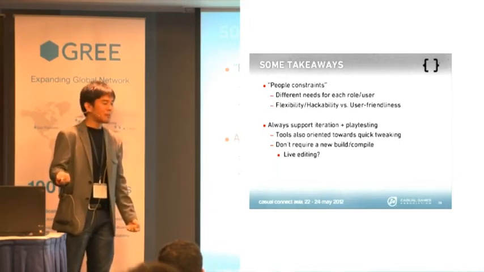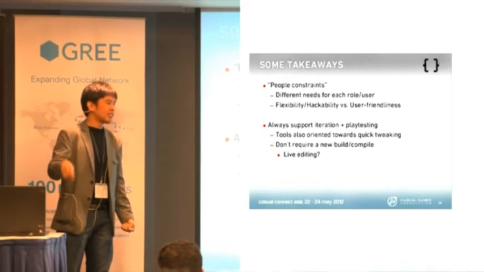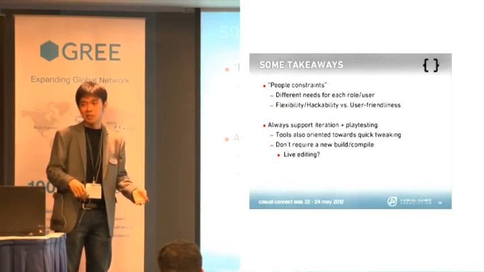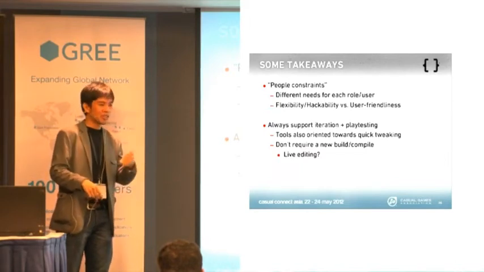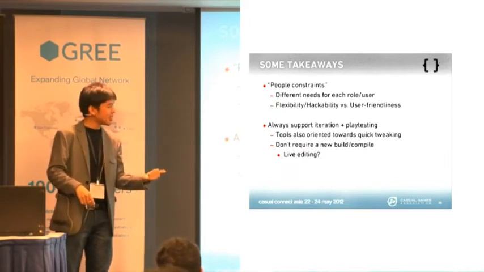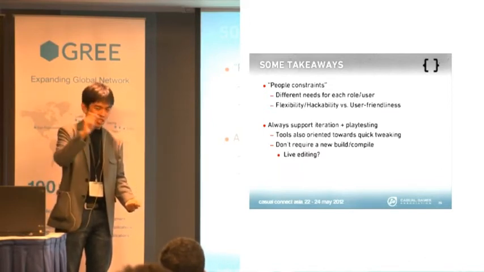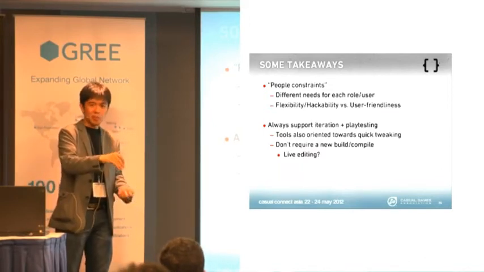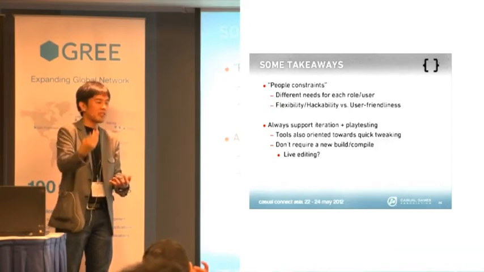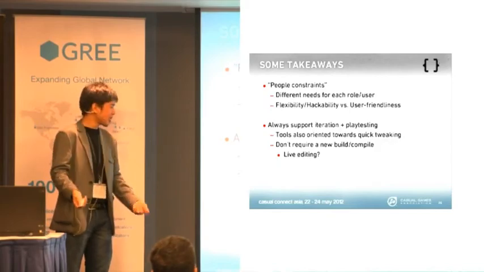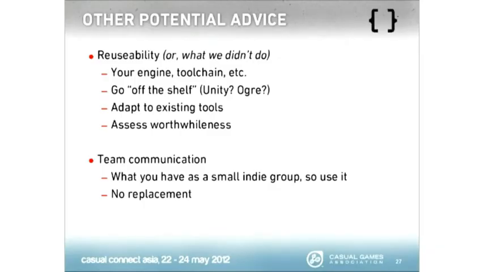Finally, as was discussed in numerous other lectures, iteration and playtesting is always important, so your tools also have to be oriented toward this. It should be quick and easy to adjust something. You shouldn't have to compile the whole thing. You should make it such that you can actually put your level somewhere that's separate from the game. Maybe you don't even have to rerun the game. Don't require a new build and compile. And if you're really ambitious, try to have live editing.